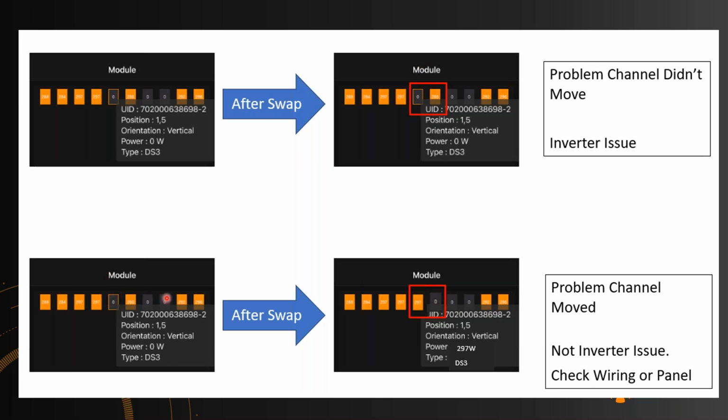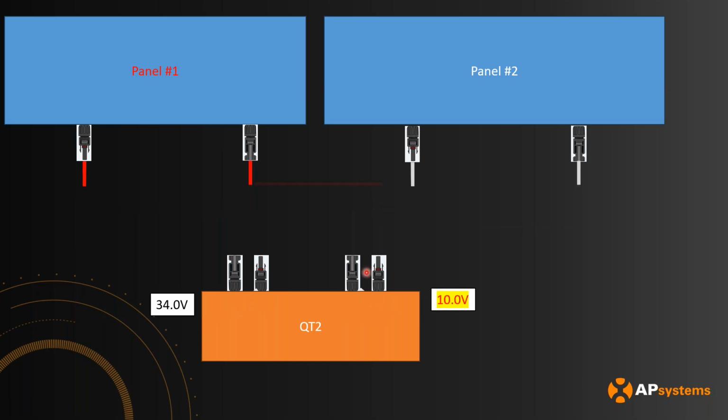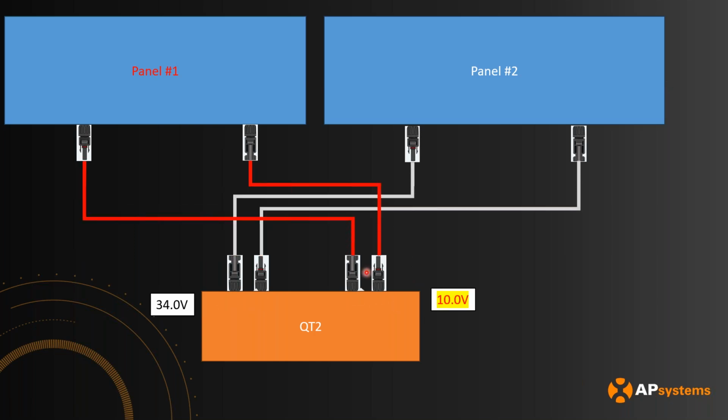If the problem does move, that means that it's an external issue, and so it's either something with the wiring or the panel that's causing the problem. So here's a more graphical view. In this example, I have a panel or wiring that has issues, and that's the red one over here. According to EMA, we see that the voltage is looking strange, but the other panel is looking good. So if we swap the panel like this, oh, I didn't know it was animated.